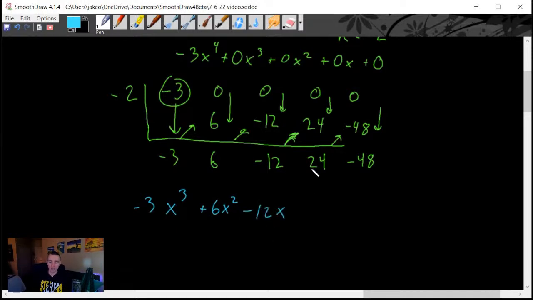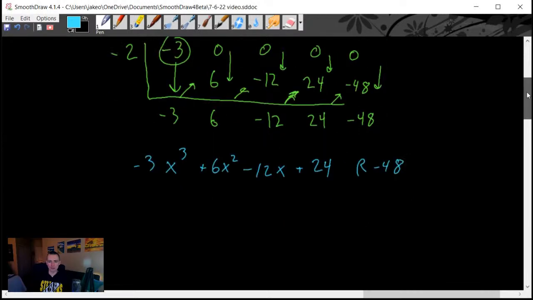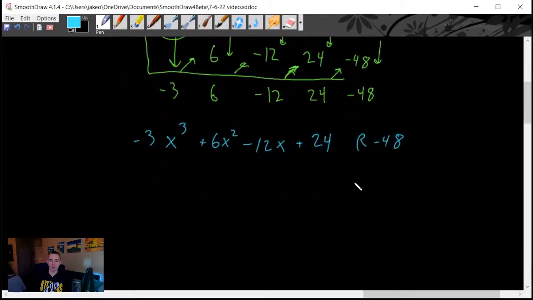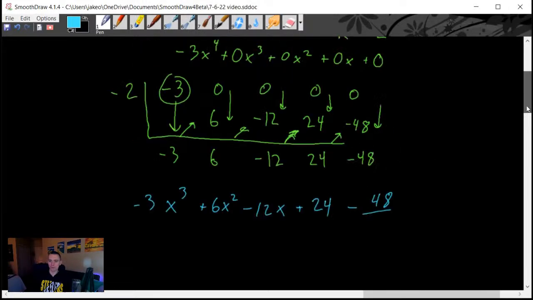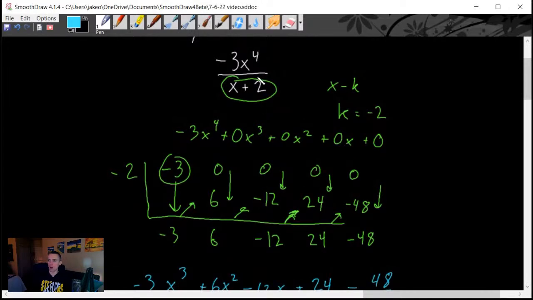And then this second to last number is always going to be your constant term. So 24 plus 24. And then this final number here is always going to be your remainder. So basically we have a remainder of negative 48. But that's not really the best way to write this. What we probably want to do instead is write it as minus 48 over whatever the denominator of your fraction originally was. So minus 48 over x plus 2.